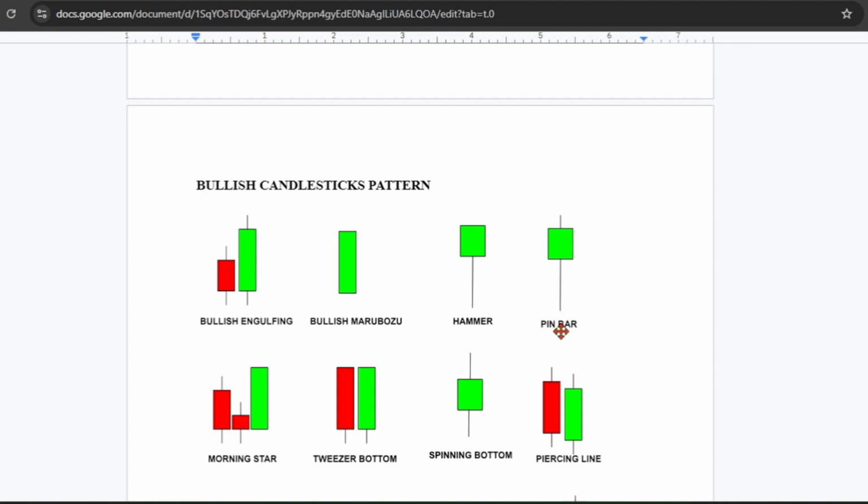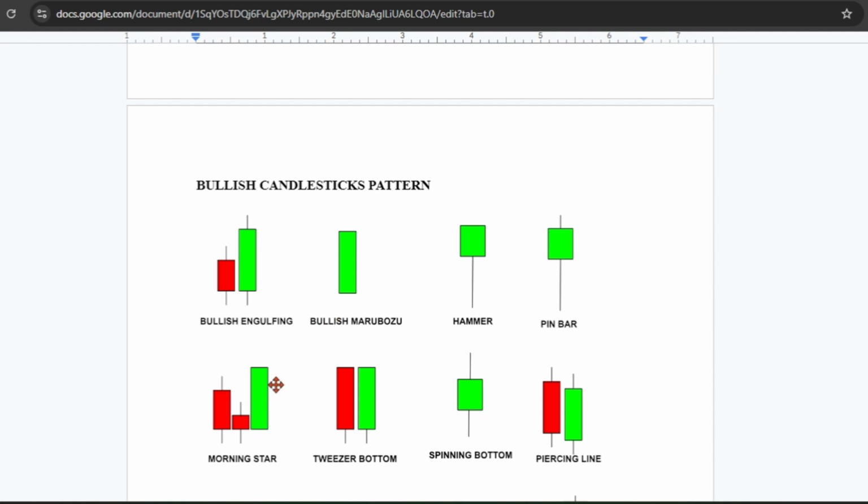We do have a pin bar candlestick. If you notice, the pin bar and the hammer look alike, the only difference is their top. One has a wick at the top and the other does not. The one that has a wick at the top is called the pin bar. It is also telling us that the buyers are active. Why? Because of their long lower wick.